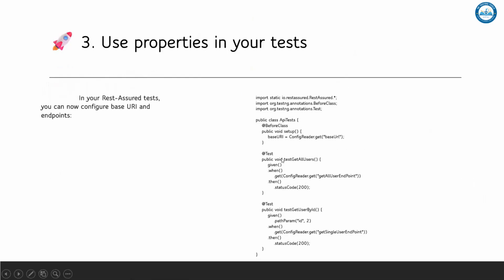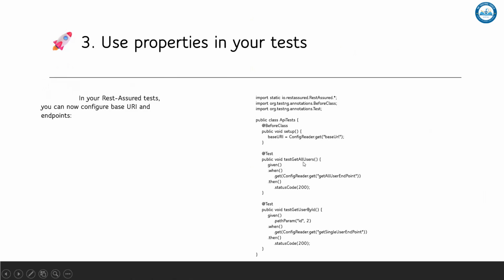All right. So use properties in your test. How to use these properties in your test? Here you go. We have the BeforeClass public void setup, base URI is equal to ConfigReader.get of base URI. This is how you can use it. And we have the test method.